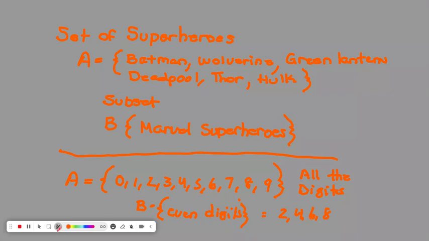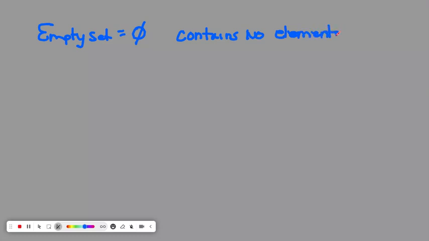Now we also have empty sets. Let's clear this out. Get some room here. So you can also have an empty set. And when you see this symbol, this is the symbol for the empty set. And there's nothing in it. So it contains no elements. No things. It's empty.